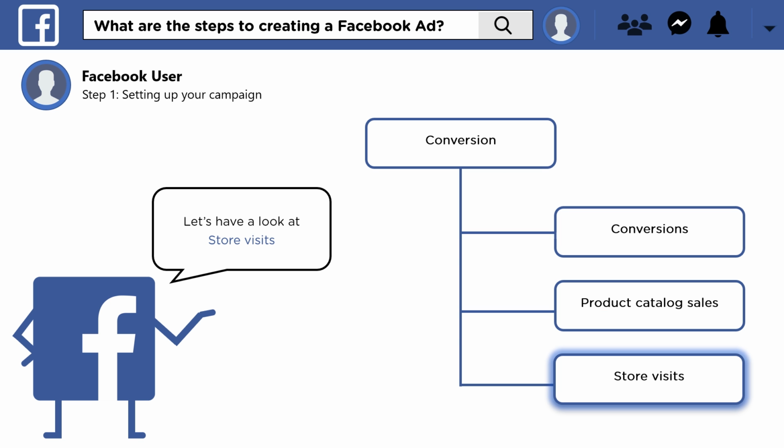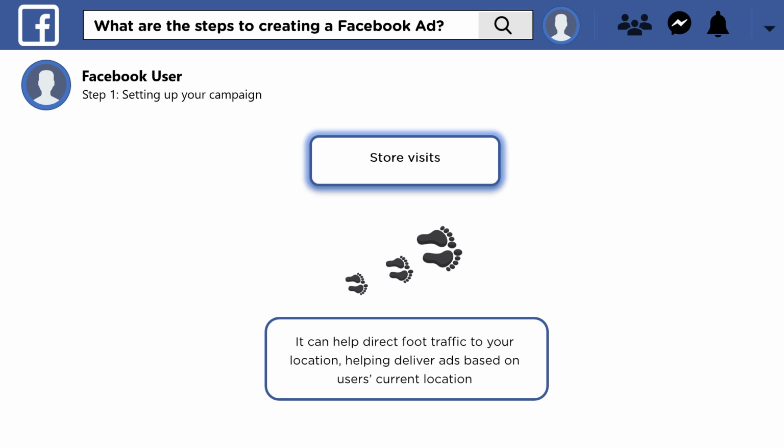And then we have store visits. Store visits help direct traffic to your location, and it helps deliver ads based on your user's current location. If we want to get somebody to the store, if you have a brick and mortar store, for example, then you can use store visits as your objective under conversions to drive traffic to that location. We want people to take that next step, get to your store, check it out and purchase. So that's what store visits are under the conversions objective.